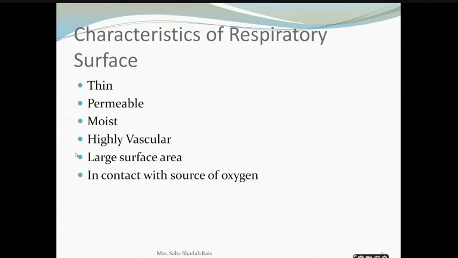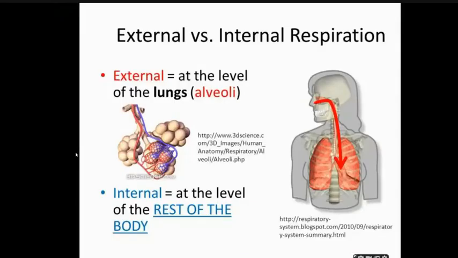So this is about the respiration. We have learned that respiration is a biochemical process in which the cells of an organism obtain energy by combining oxygen and glucose, resulting in the release of carbon dioxide, water, and ATP, or you can say energy. Then we have learned the two processes of respiration, external and internal. External at the lungs level, and internal on the tissue level. External is the breathing, internal is the food oxidation.